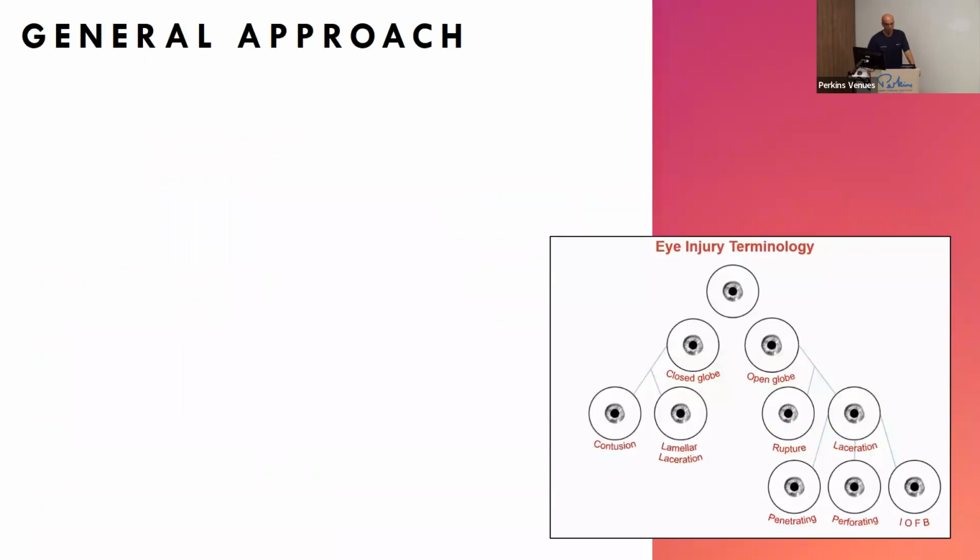Okay, on the image on the bottom right, here's another approach. Either the globe is open, so the wall of the globe has been breached, or it's closed. And then there are subsets of what type of open or closed injury you've got. I think if you just think in terms of open or closed and surgical or non-surgical, that's a good enough start, because that'll trigger who you're going to call and what you're going to do, whether you're going to fast them, and that sort of thing.